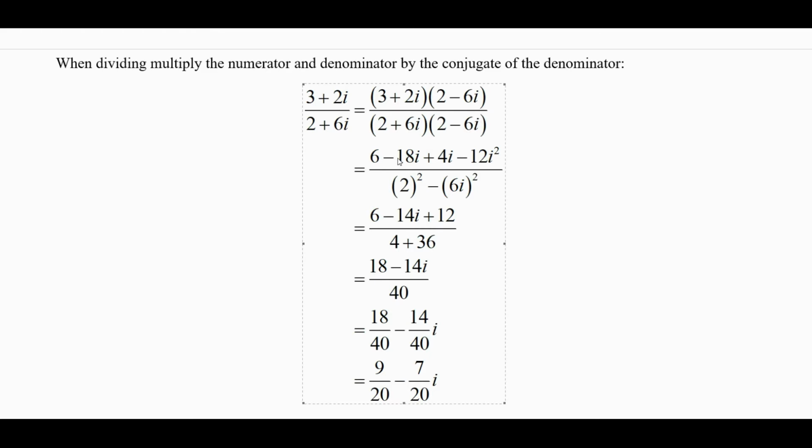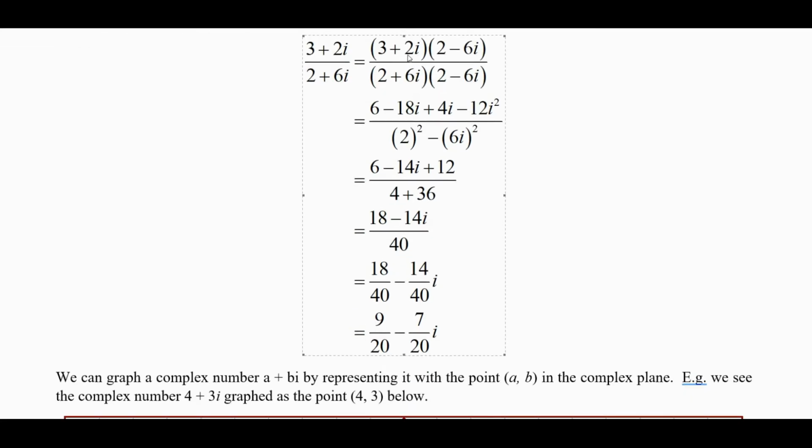It's kind of like when we rationalized things with square roots in them, okay, that binomial, one of them being a square root. In the top, we do FOIL. 3 times 2 is 6. Here we get 4i there. Here we get negative 18i there. And here we get negative 6i squared. i squared is negative 1, so this is plus 12. Plus that 6 is 18. The negative 18i plus 4i is negative 14i.